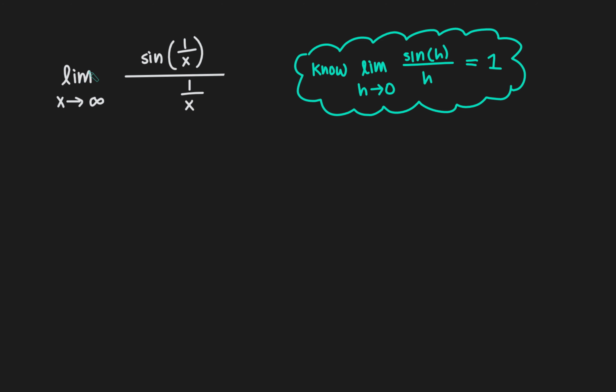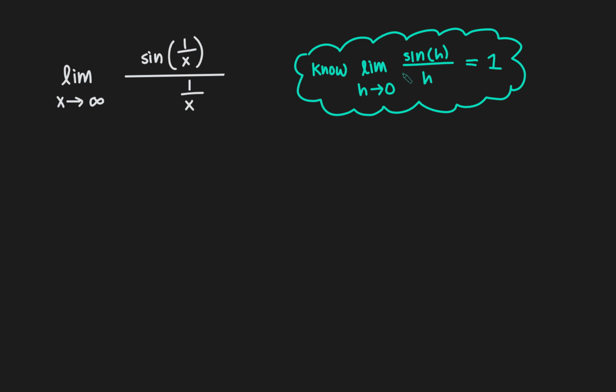We want to find the limit as x approaches infinity of sine of 1 over x over 1 over x. And you could totally find this limit using L'Hopital's rule, but if you're in an introductory calculus class and you haven't gone over derivatives yet, you probably won't know how to use L'Hopital's rule. But luckily, there's another way that you could solve this problem, and that's using this known limit here.